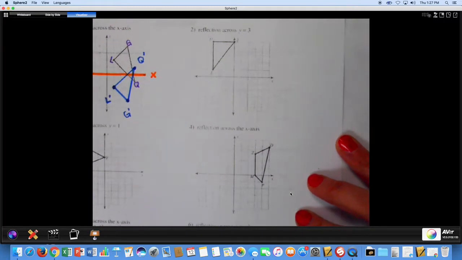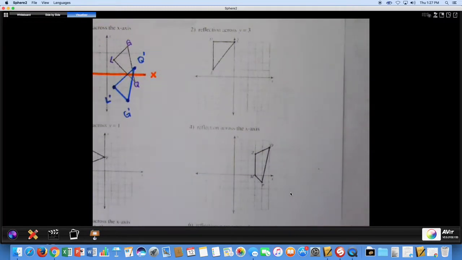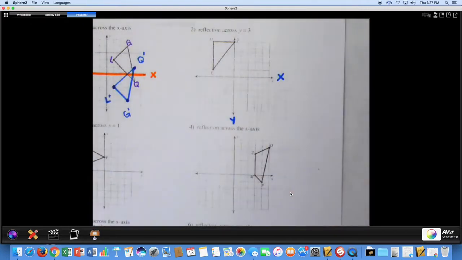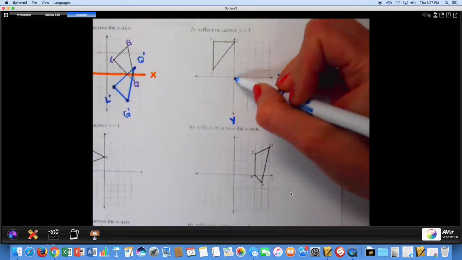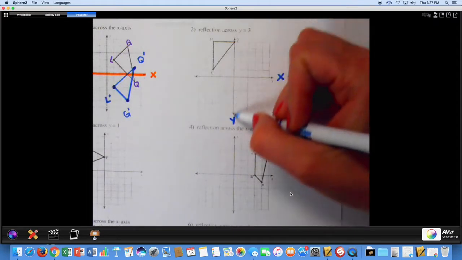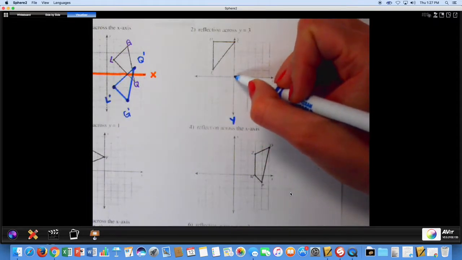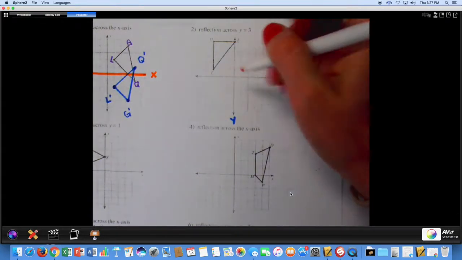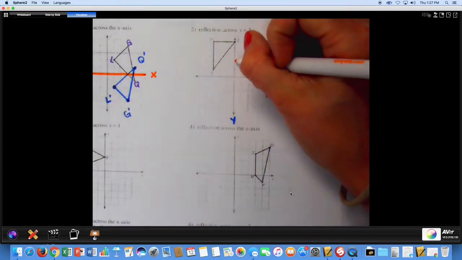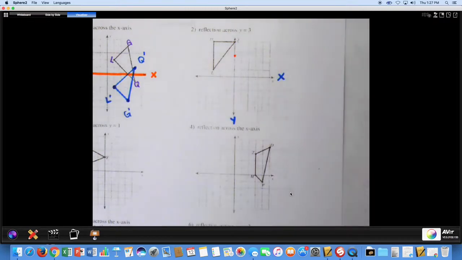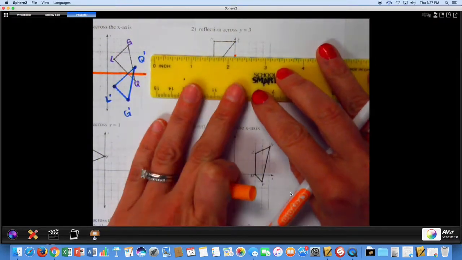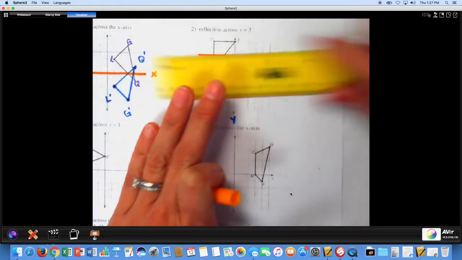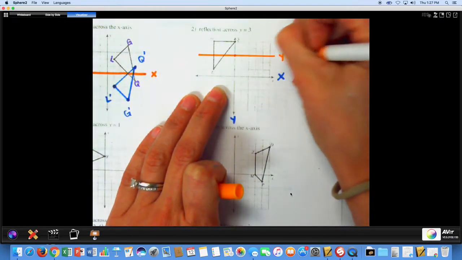Number 2 says reflection across y equals 3. Don't forget, this is your x-axis, this is your y. So we want to use this line right here to find our spot. So y equals 3, and I should probably do orange again. Y equals 3, we're going to go up. 1, 2, 3. That's the spot. And now we're going to use this entire line as our reflection line. Okay, this is y equals 3.